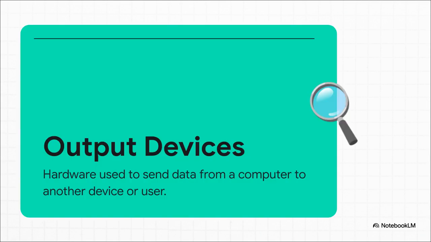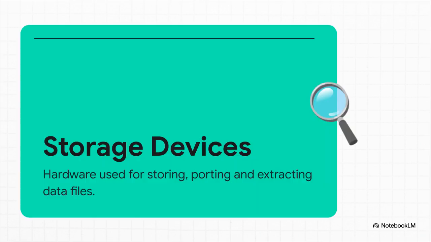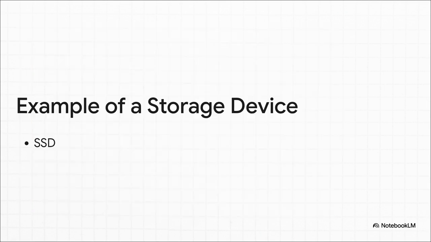And then, on the flip side, you've got output devices. This is just how the computer talks back to us. Your monitor is obviously the main one, but the source material also throws a pen drive in here, which kind of makes sense, right? You're sending data out of the computer and onto the drive. And of course, you've got storage devices, which is basically the computer's memory. A modern SSD is the perfect example. That's the super fast hard drive where all your files actually live. All right, Hardware 101 is officially over. Let's get to the good stuff.